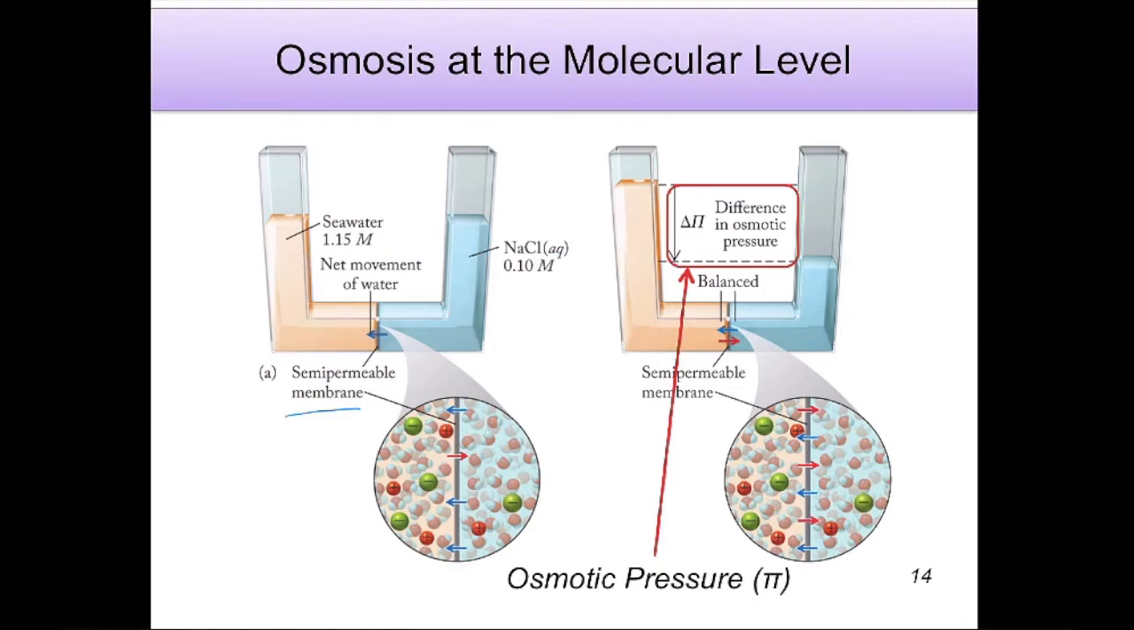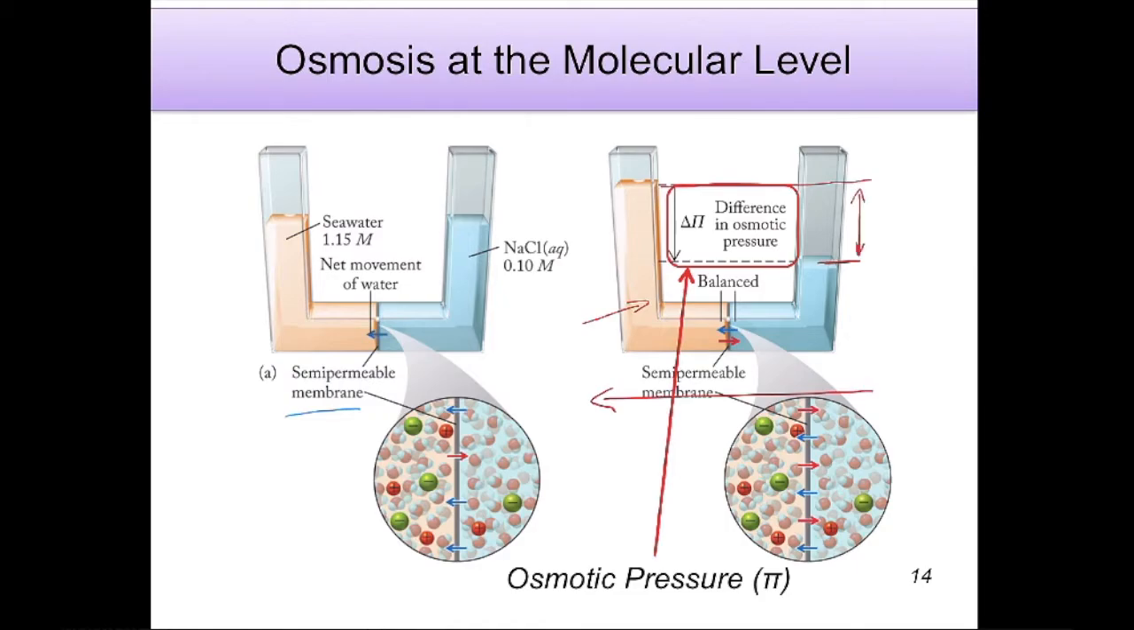So that means that the solvent must move from right to left. Okay, so water is going to be moving from the right-hand side to the left-hand side. And what you can see happens is that the volume of the left-hand side ends up increasing because water is moving across that semi-permeable membrane. And the difference between where that water ends up on the right-hand side and where it ends up on the left-hand side is the osmotic pressure.